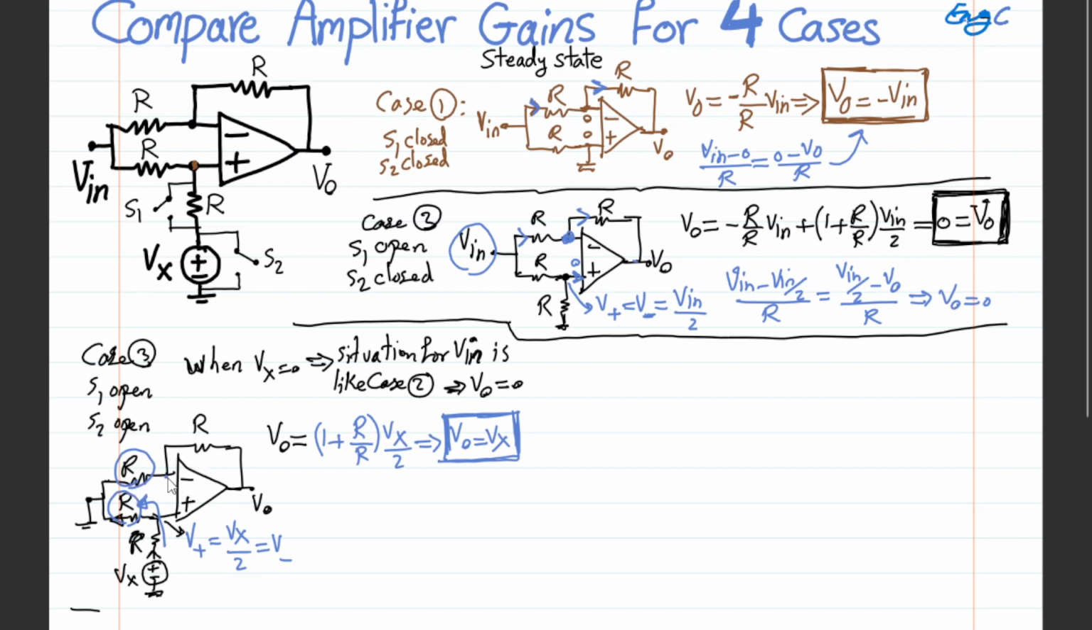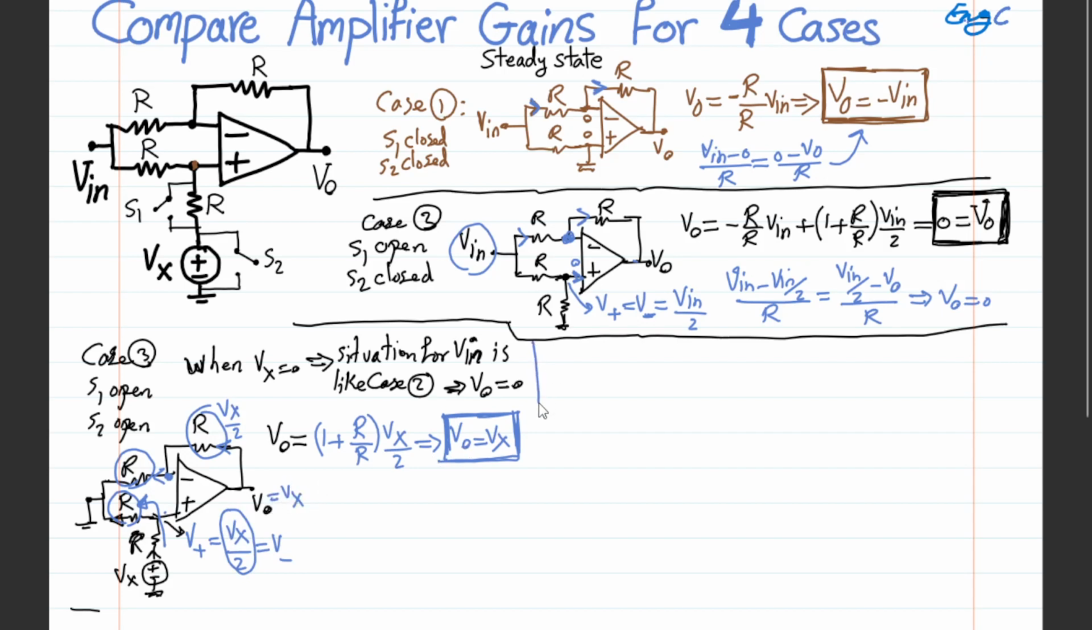So if Vx over 2 drops across this resistor, Vx over 2 drops across this resistor. And then because the current going through this resistor is the same current that is going through this resistor, the voltage drop across this one is also Vx over 2. And there you go. Since the voltage at the negative terminal is equal to positive Vx over 2, you're adding a Vx over 2 on top of it, therefore V out becomes Vx, as expected.